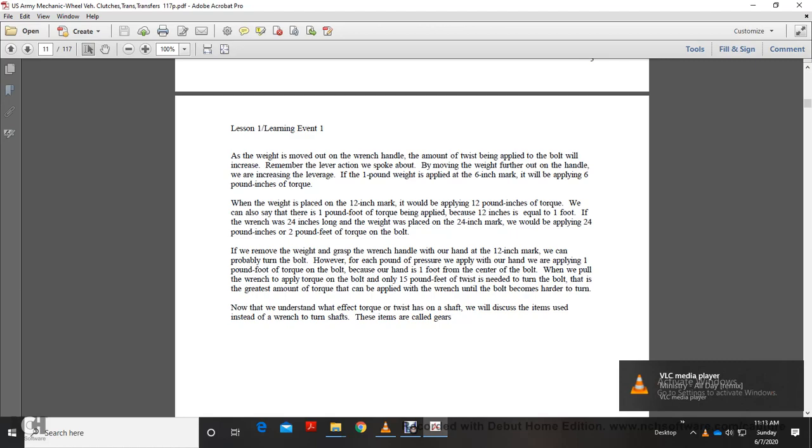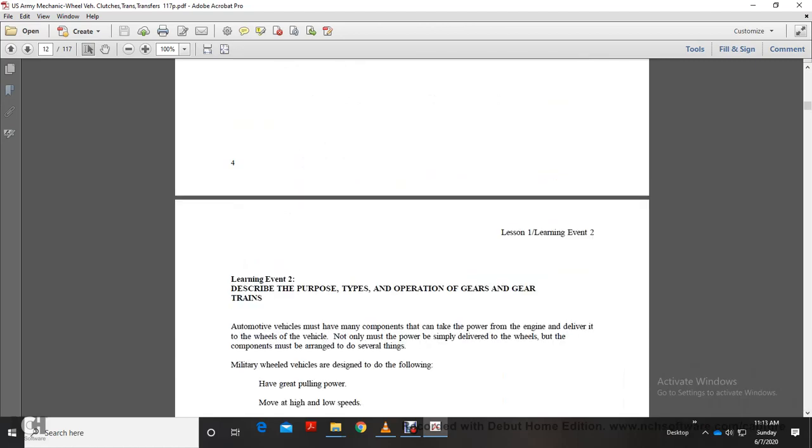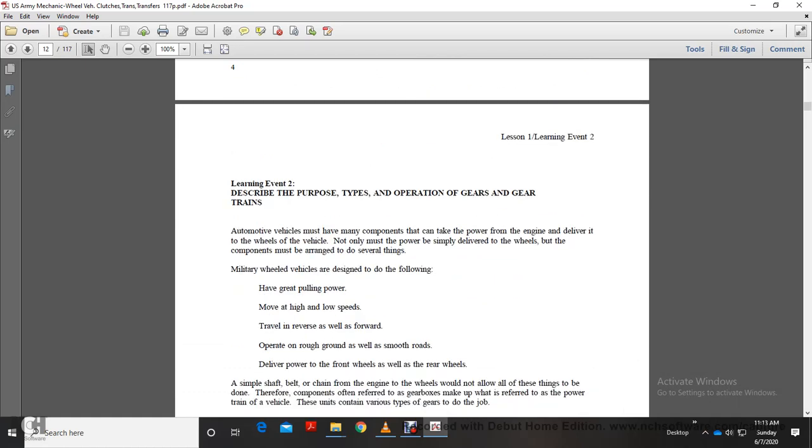Now, with an understanding of effective torque, twist on a shaft, we will discuss items other than the wrench that turn shafts. These items are called gears. Alright, learning event number 2: describe the purpose and operation of the types of gears and gear trains.